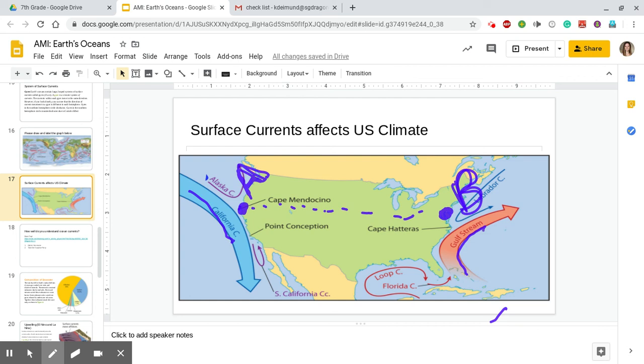Okay, and so that's the biggest thing that we need to know, is that the California current brings in cooling cold water, which cools down this coast. And the Gulf Stream brings in warm water, which warms the East Coast.